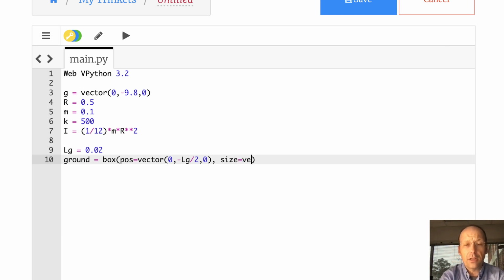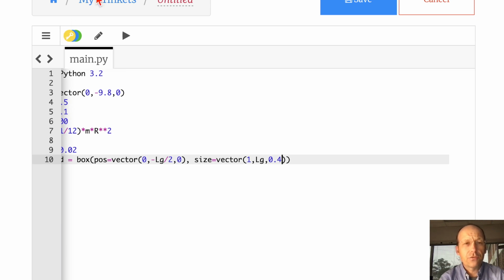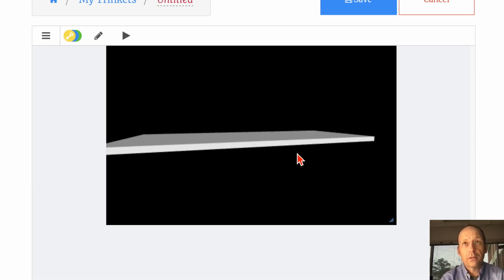And then the size is going to be, let's make this 1 by LG by 0.04, and I think that's it. Let's just run this, because whenever I make a new object, I like to run it. So there's my floor. Okay, nice.